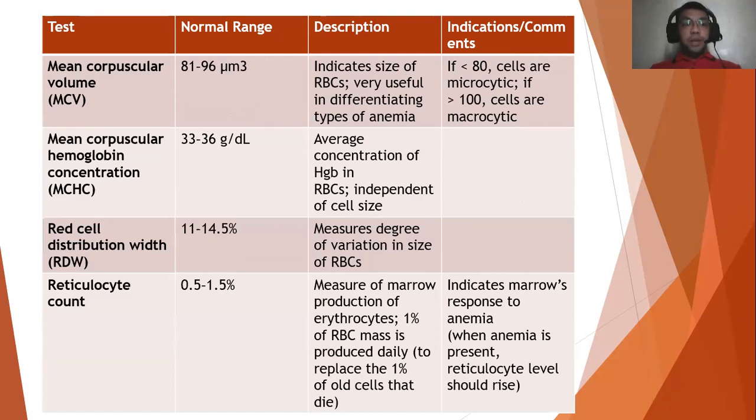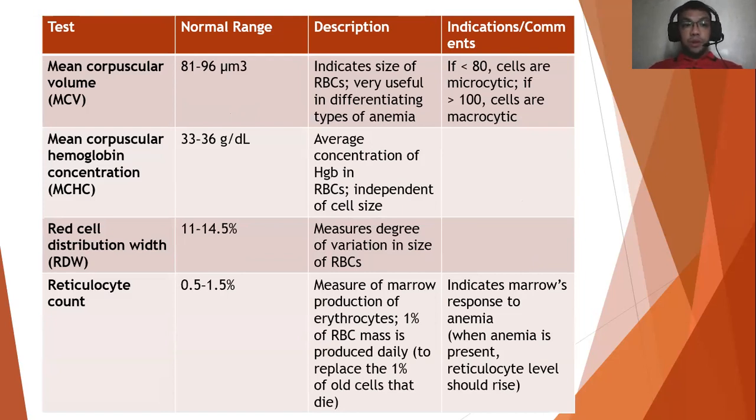We also have the mean corpuscular volume, or the MCV. It's 81 to 96 cubic nanometer. This indicates the size of the red blood cells, and it's very useful in differentiating the different types of anemia. If it's less than 80, the cells are microcytic. They're small. If it's more than 100, that means that the cells are macrocytic or big.